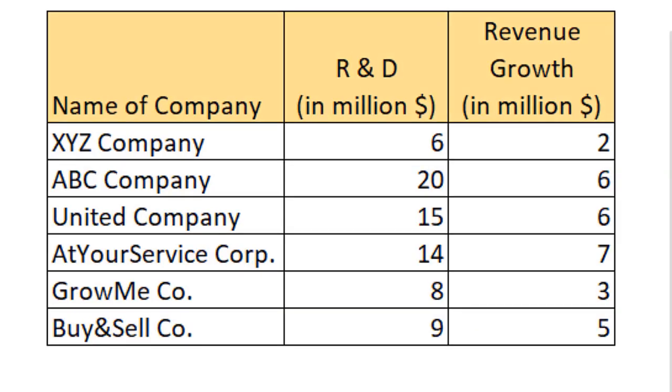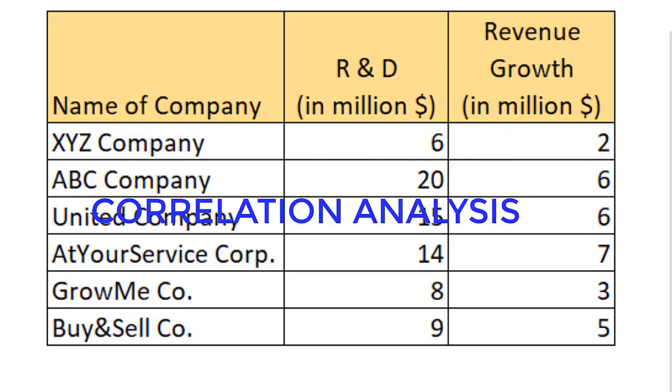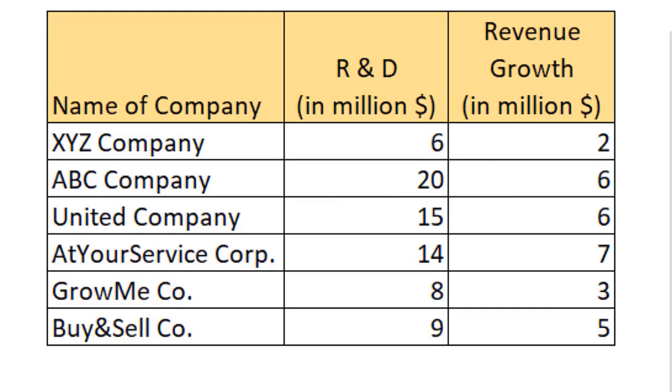There are a lot of ways to examine how two sets of data are related. Two most useful methods are creating scatter plots and doing the correlation analysis. We will discuss scatter plot in this video.